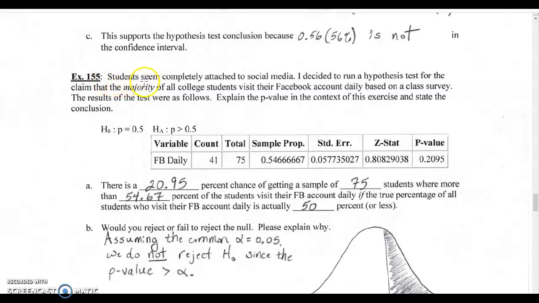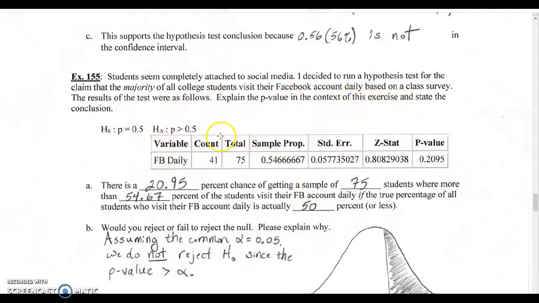So students seem completely attached to social media. I decided to run a hypothesis test for the claim that the majority of all college students visit their Facebook account daily based on a class survey. The results of the test were as follows. Let's explain the p-value in the context of this exercise and state the conclusion.